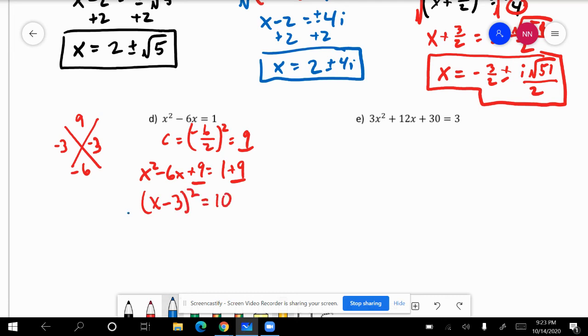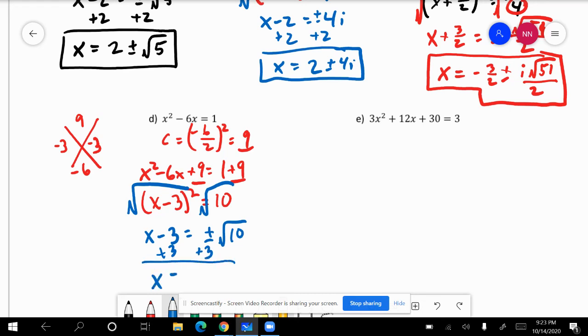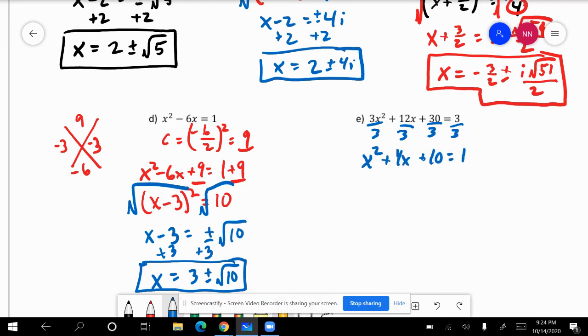In order to get rid of the square, I take the square root. So I have x minus 3 equals plus or minus the square root of 10. I add the 3, and I get x equals 3 plus or minus the square root of 10. Now, if we're looking at letter E, I'm going to divide everything by 3. And I get x squared plus 4x plus 10 is equal to 1.